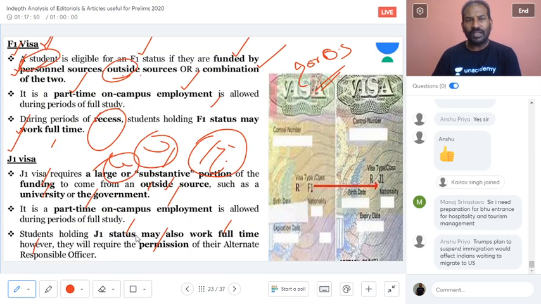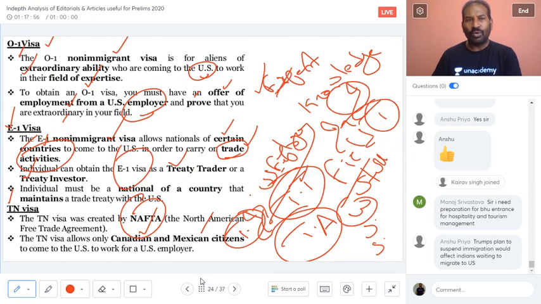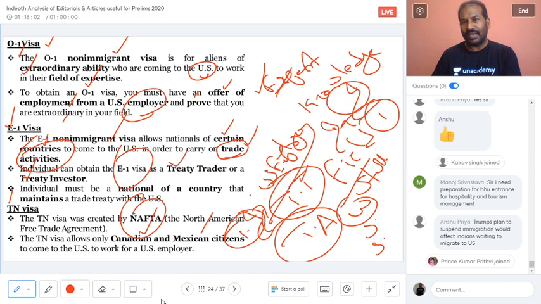And then the F1 visa, as we spoke about, is in regards to students. J1 is in regards to students, and O1 is for those who have expert knowledge and wish to get into the field of expertise. E1 is in regards to trade and investment. And then TN is in regards to NAFTA, which has been created exclusively for Canadian and Mexican citizens who wish to work for a US employer, that is, provided by the US employer.